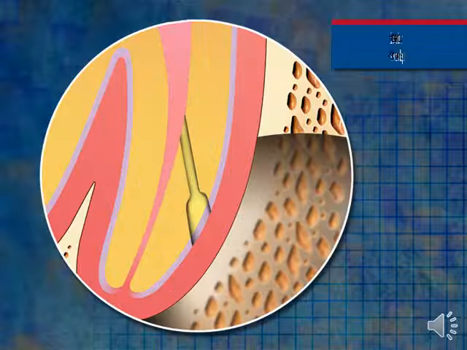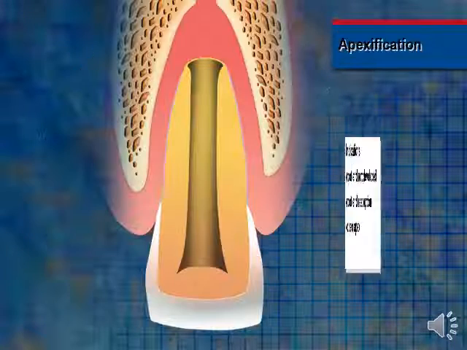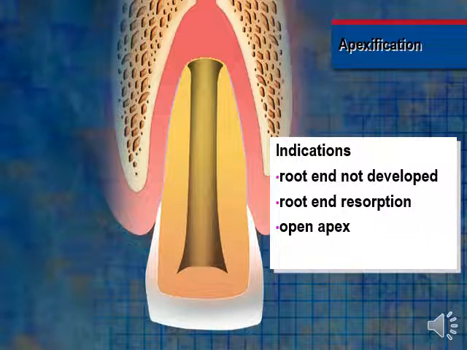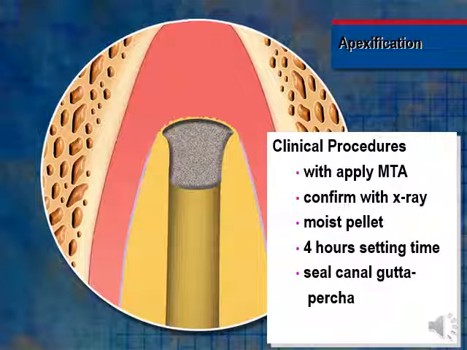See the pictures. Radicular perforation repair. In case of root-end filling material, clinical procedure: apply MTA, confirm with X-ray, apply moist pellets, 4 hours setting time, seal the canal with gutta-percha.